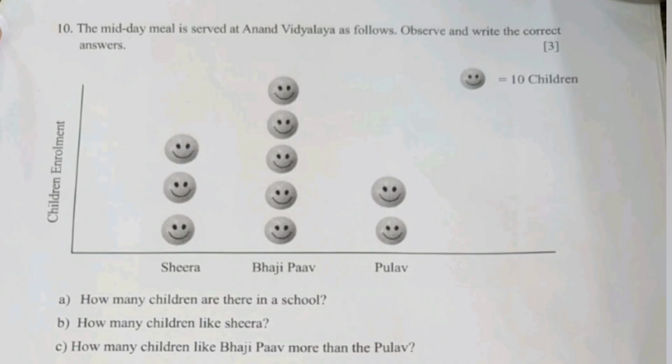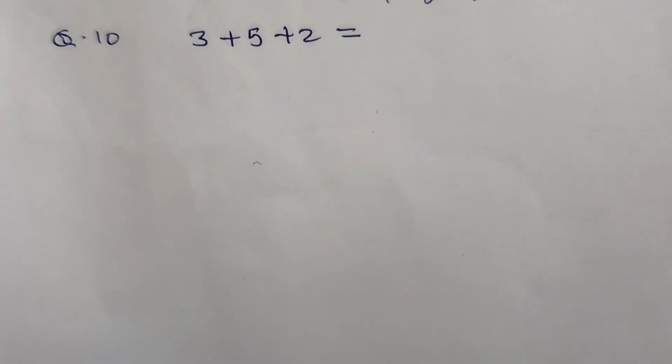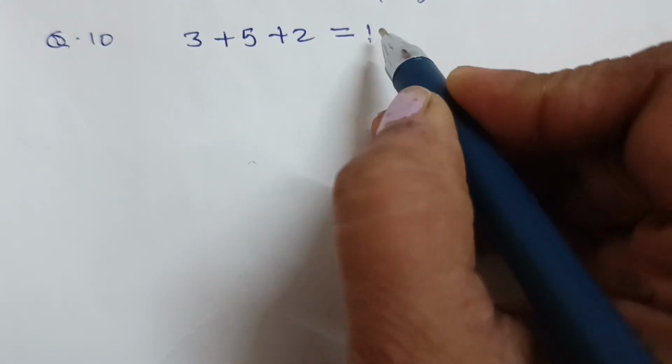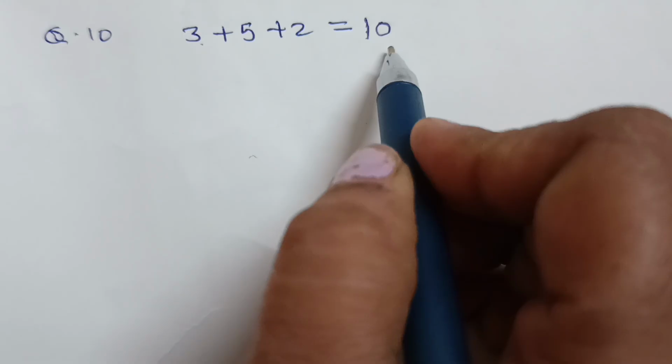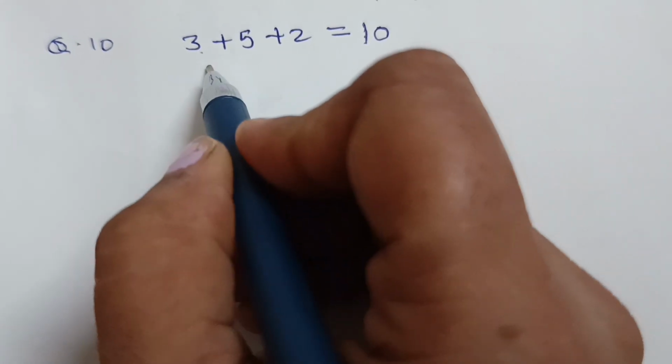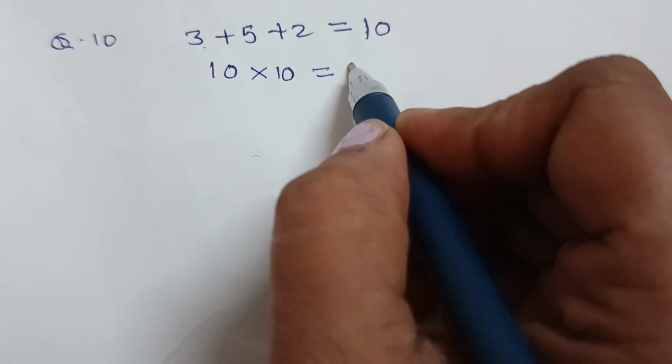A. How many children are there in a school? To find out the total number of children in a school, we have to count all the smileys given in the pictograph. So 3 plus 5 plus 2. So there are altogether 10 smileys. And it is given that each smiley is equal to 10 children. So here we will do 10 into the given 10. So 10 into 10 is 100.